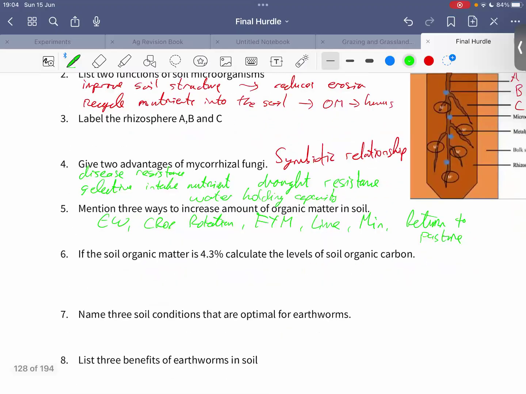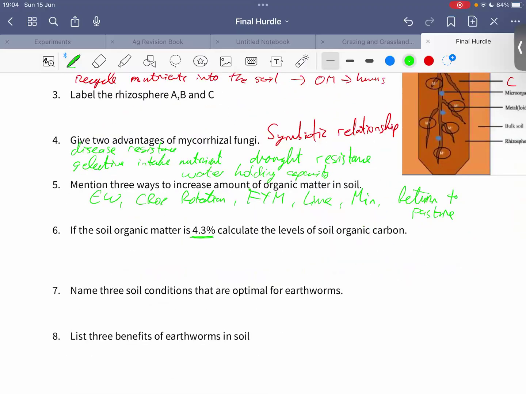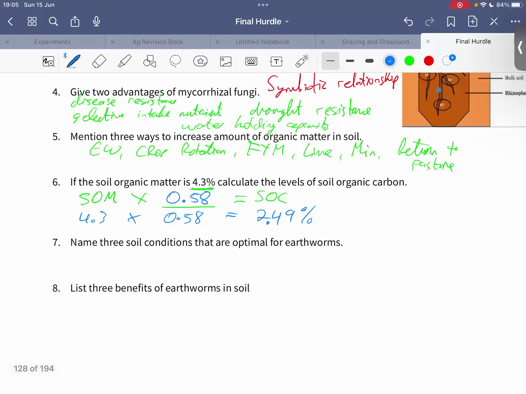Excellent. If our organic matter is 4.3, what is the level of our soil organic carbon? So just very quickly on our maths, our soil organic matter multiplied by what gives us our soil organic carbon? Multiply by 0.58. Thank God that you know that. Okay, brilliant. 0.58. So John, be careful of that. So 4.3 multiplied by 0.58, and we're getting an answer of 2.49%. Wonderful. Excellent.